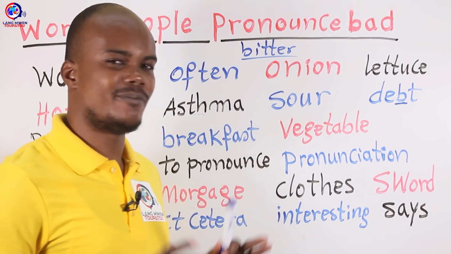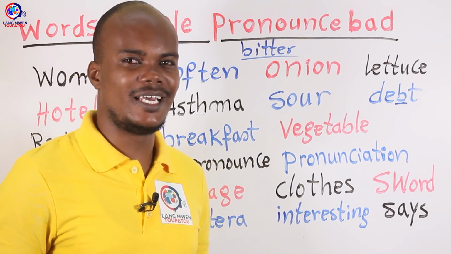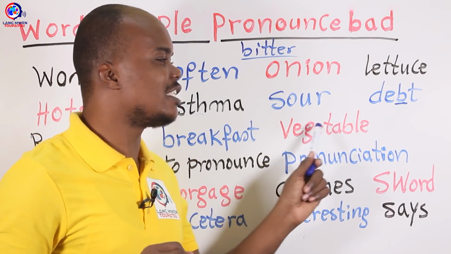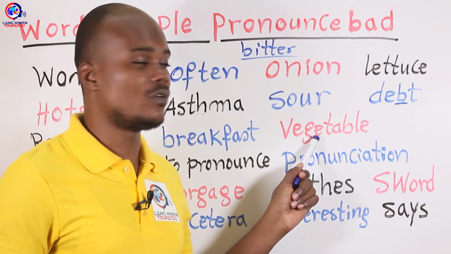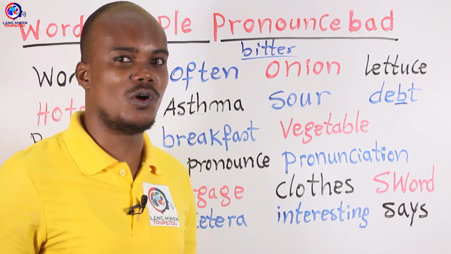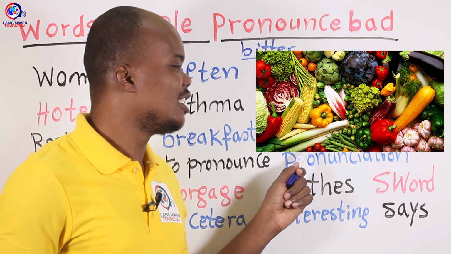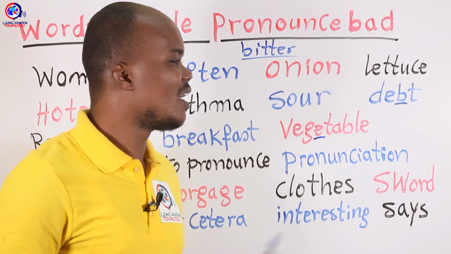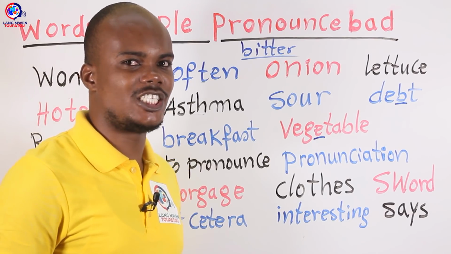For this word, the problem, some people pronounce all the syllables that they see in this word. No. Let me show you. You don't say vegetable because you don't pronounce this syllable. Ou pas prononcer syllabe ça, ou pas dire vegetable. You say veg. You don't pronounce this syllable. You say vegetable.